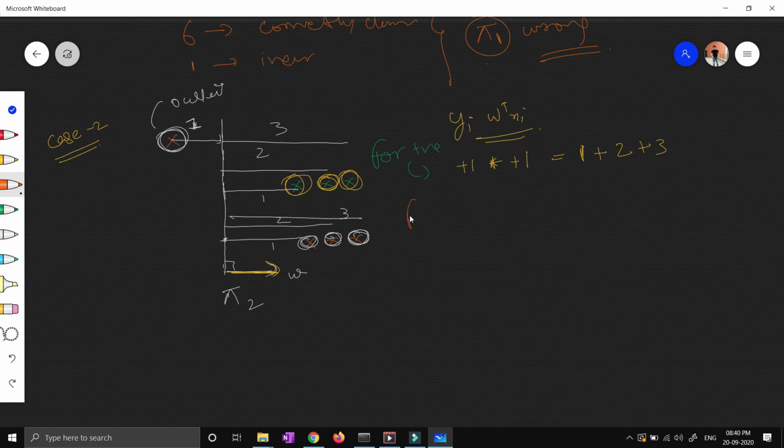Now for the negative points, if I calculate for this point, I know actually my yi value is -1, multiplied by w transpose xi. You can see my w transpose xi value is 1. I have assumed this particular distance is 1, and because it is in the same direction as w, we will take it as +1, right? So it will be minus into -1, right? And for all these points, it will come out to be -2 and -3, right?